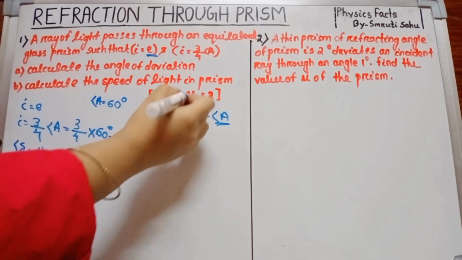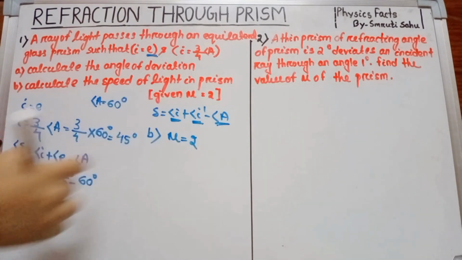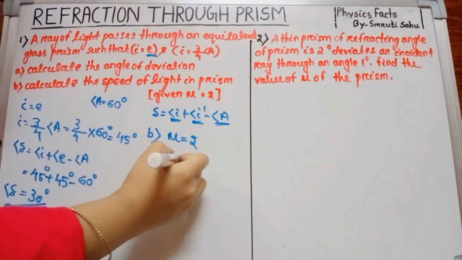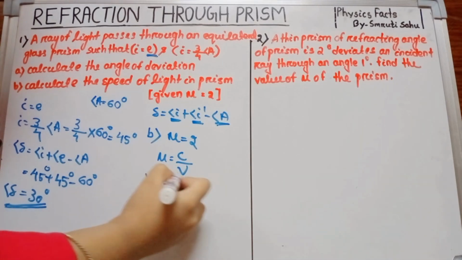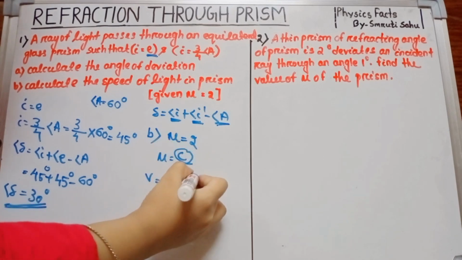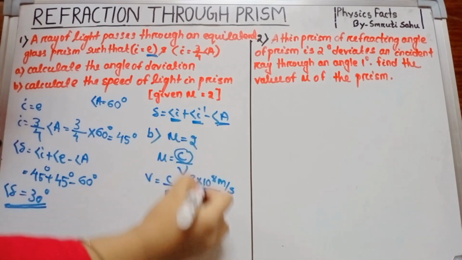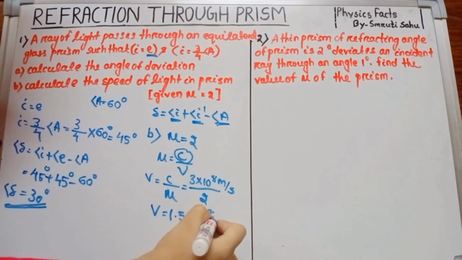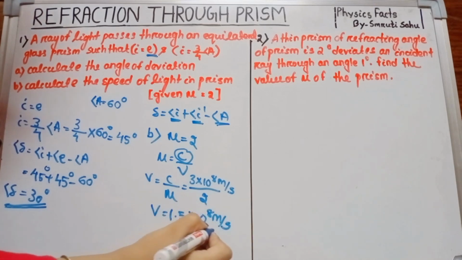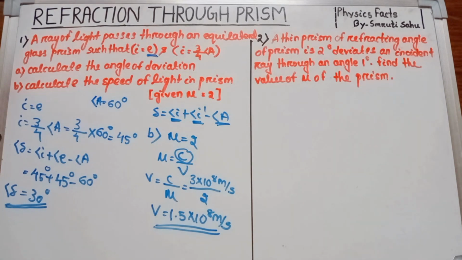Given that mu equals 2, that means the refractive index of prism is 2. We know mu equals C by V, so V equals C by mu. C is the velocity of light, 3 into 10 to the power 8 meter per second, divided by mu, where mu equals 2. Simplify this: V equals 1.5 into 10 to the power 8 meter per second. The velocity of light in prism is 1.5 into 10 to the power 8 meter per second. Okay, students? Next, go to the second example.